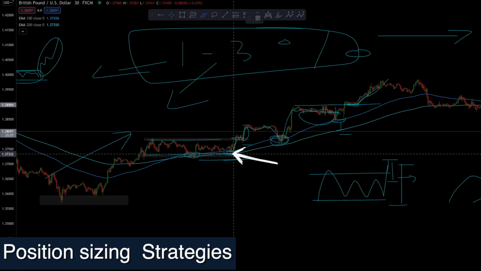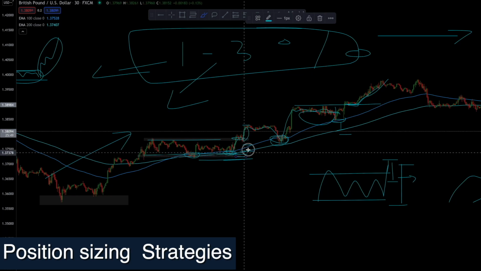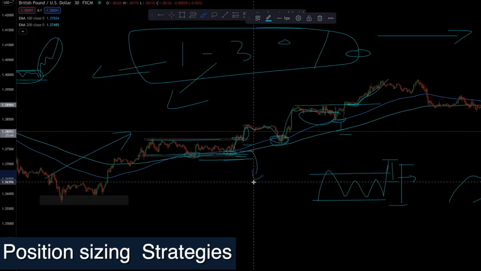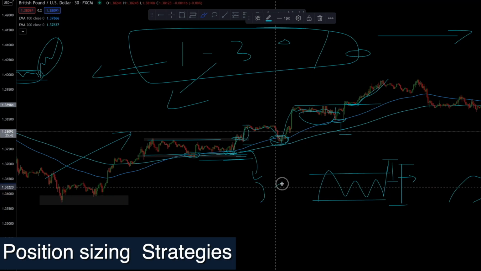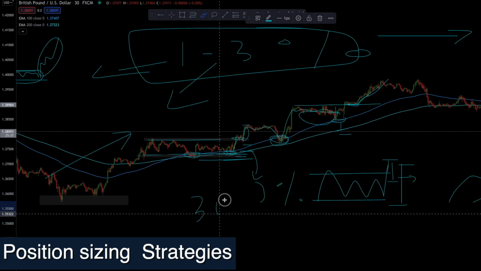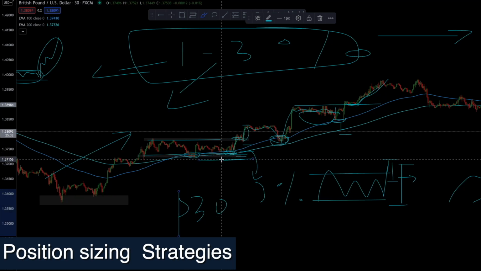What I will do is I won't take one single trade. I will take, let us say, 3 different trades. These trades will be based on my principle of risk of only 1 to 3%. Let us say I'm risking 3%, that is, around $30. And here my stop loss is 10 pips.